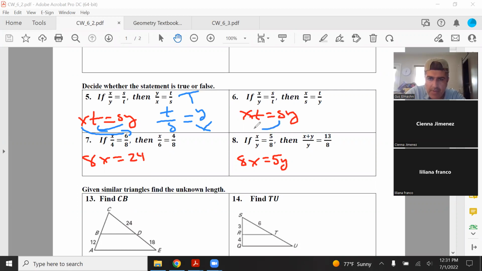I can move this s over here and that t over here. So you got to do it by division. X over s equals y over t, which is false. So that's false. Here, well, x is 3, obviously. 3 6 does equal 4 8, so those are both 1/2. So that's true.